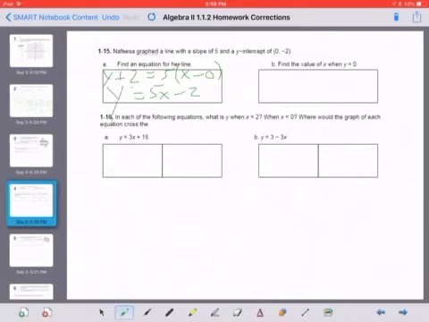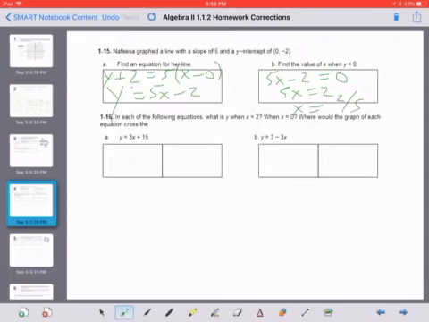Okay. Then it says find the value of x when y is 0. So we would do 5x minus 2 equals 0. So we get 5x equals 2, or x equals 2/5. Then in each of the following equations, what is y when x equals 2, when x equals 0? Where would the graph of each equation cross the... Well, we're missing part of this problem, so we're just going to do the first two parts.